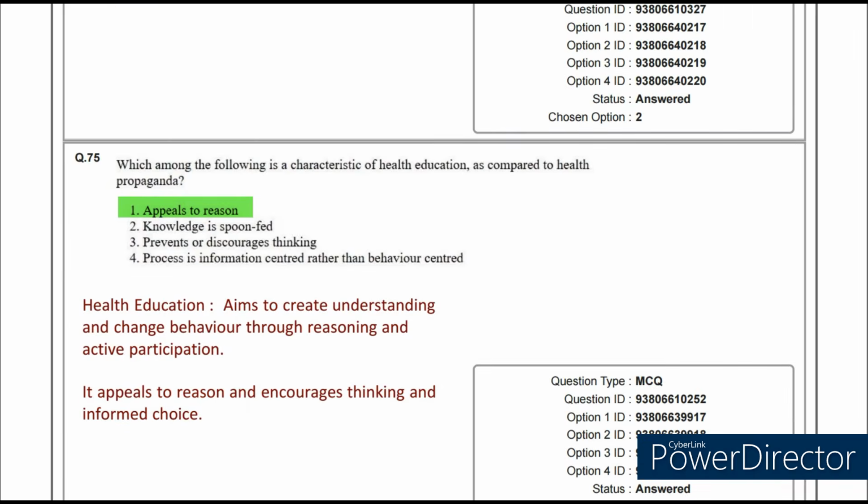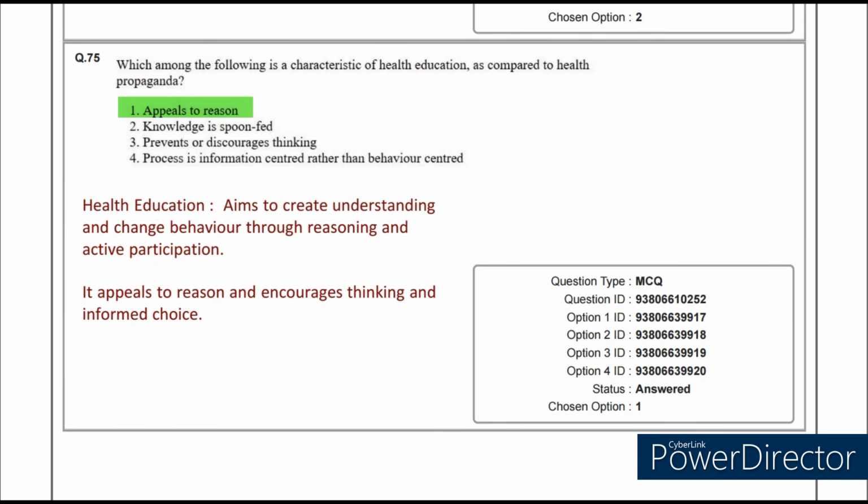And now coming to question number 75, they are asking you to find the characteristic of health education as compared to health propaganda. So what is health education? Health education aims to create understanding and change behavior through reasoning and active participation. So it appeals to reason and encourages thinking and informed choice. Whereas health propaganda, it tries to influence people emotionally, often spoon feeds the information and discourages independent thinking. So the correct answer should be appeals to reason, that is option 1.